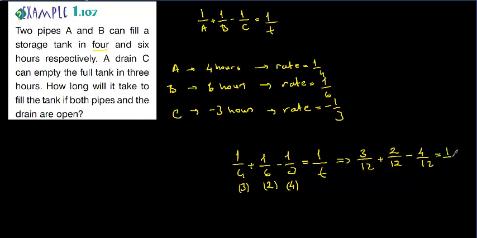It's equal to 1 over t. And the answer is 3 plus 2 minus 4 over 12 is equal to 1 over t. Here 3 plus 2 is equal to 5, minus 4 is equal to 1. 1 over 12 is equal to 1 over t. It's obvious that t is equal to 12, because crossly when you multiply, t times 1 is equal to t, and 12 times 1 is equal to 12, so in 12 hours they will fill the tank completely.